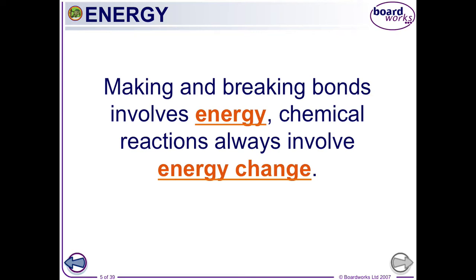All right, making and breaking bonds involves energy. Chemical reactions always involve energy change. Like the video told you, energy cannot be created. However, it can transform into other substances. Not transform meaning being made into other substances. It could enter into other substances. So here, chemical reactions always involve energy change.